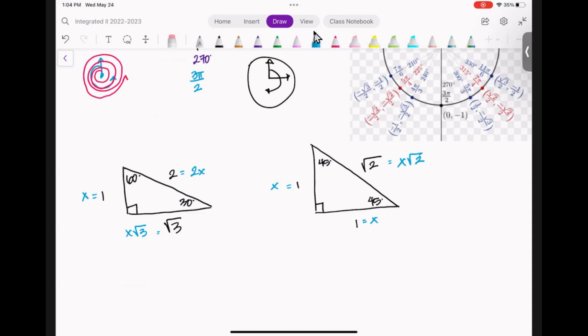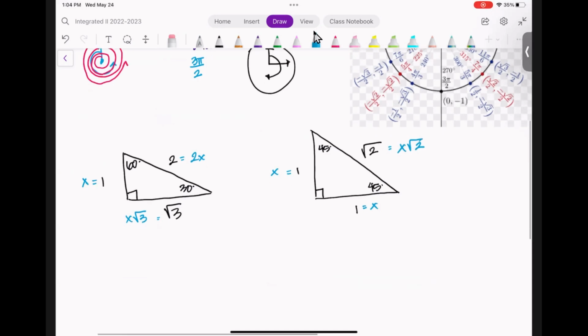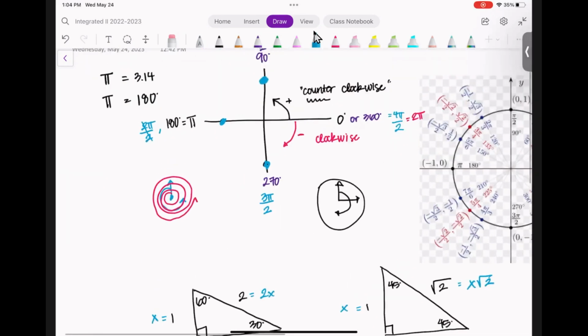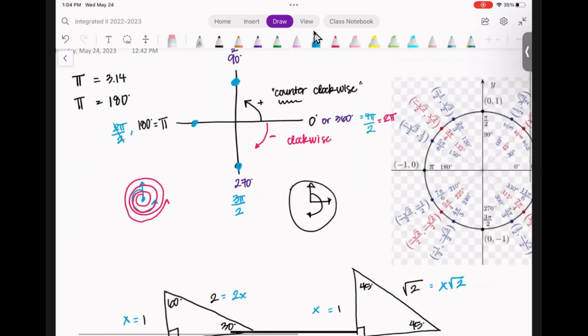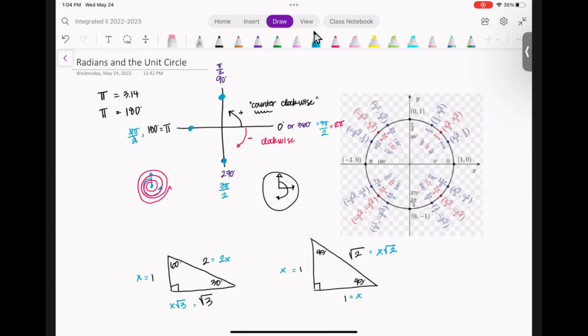But again, between this 30, 60, 90, and the 45, 45, 90, and the radians, if you know these things, I can get you through all of integrated 3, pre-calculus, calculus without a problem. And you will actually excel in those. It won't be hard at all. But these are my building blocks. Okay. So let's go back to our pi.